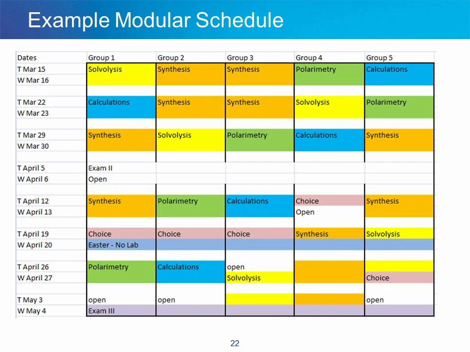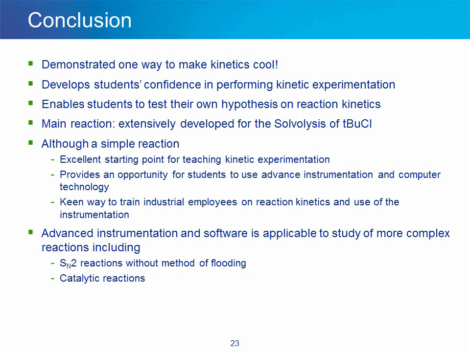So this is a schedule that seems to work out fairly well, having a modular schedule and having students gain individual expertise or group-based expertise at each particular module. In conclusion, in today's webinar, I have demonstrated one way to make kinetics cool. This way develops students' confidence in performing kinetic experimentation. It enables students to test their own hypothesis on reaction kinetics.